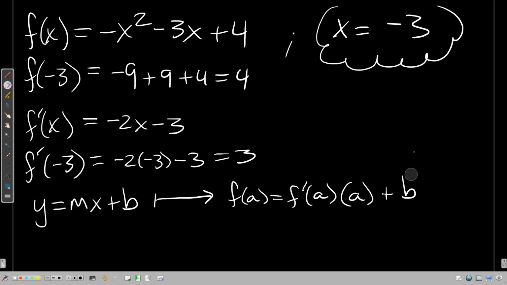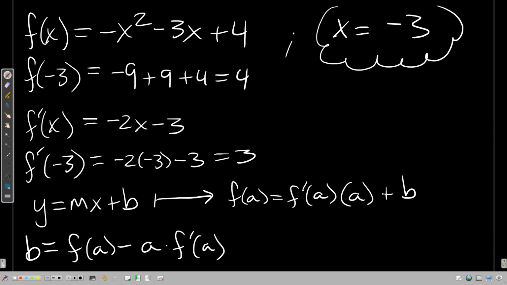So you could just always have this equation handy. B is just always going to equal f of a minus f prime of a times a. Or I like it better like this, we'll say a times f prime of a. Here's your formula for b. Stick it up and fold it up and stick it in your pocket. What b am I talking about? That one.